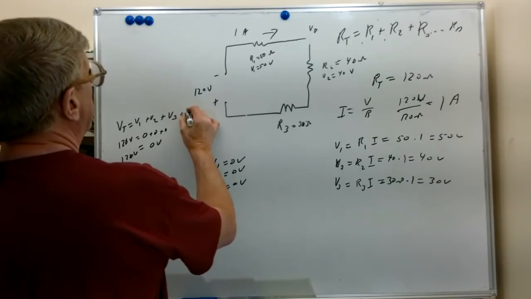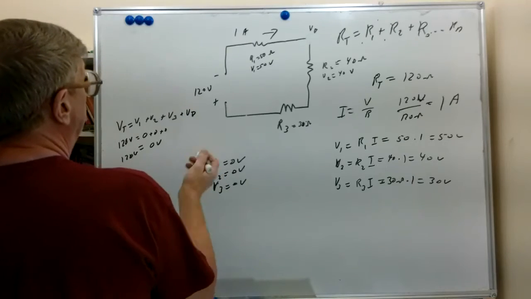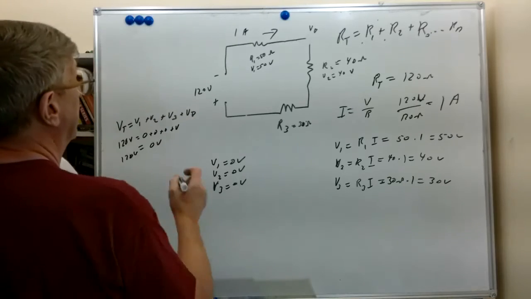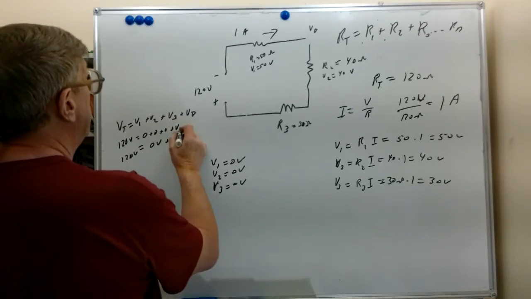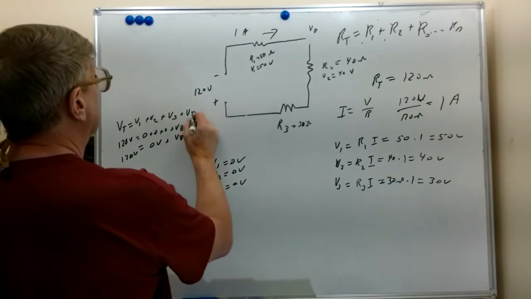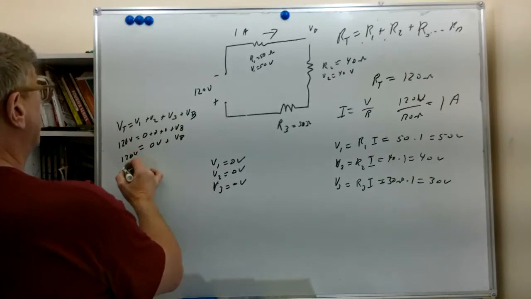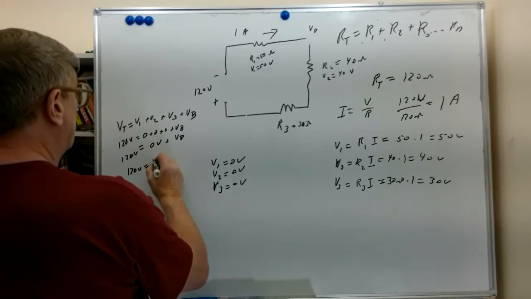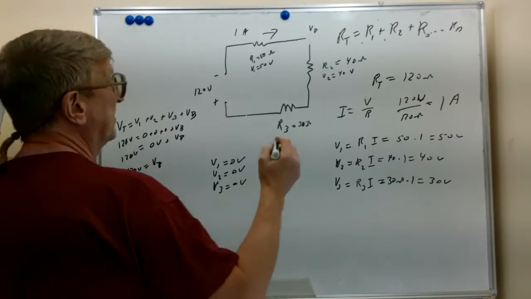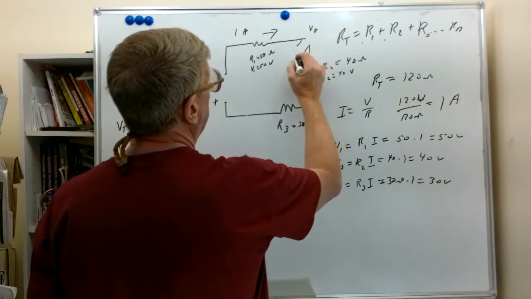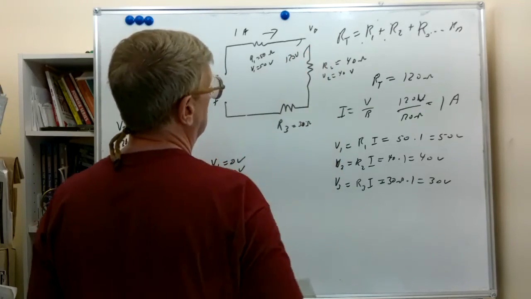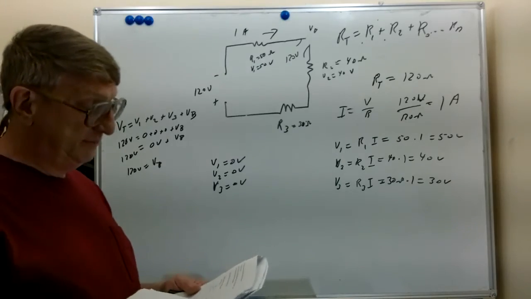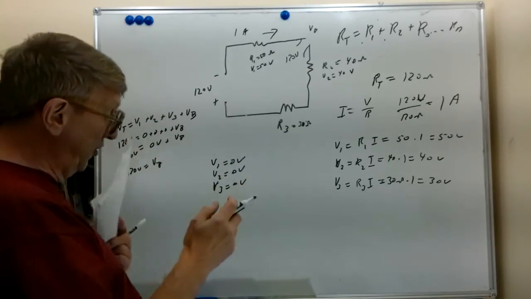So let's put a VB on here, voltage of the break. 0 plus 0 plus 0 plus VB. So what we find out here is that 120 volts is equal to VB. So we basically have the full 120 volts appearing right here. When there's a break in the circuit, all the voltage appears across the open.